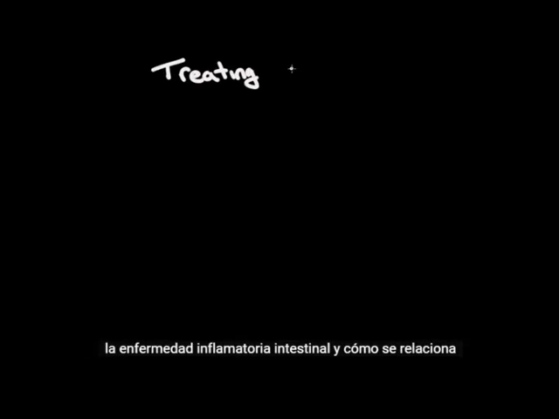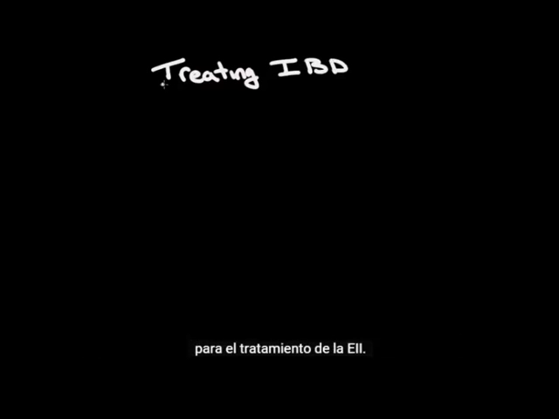Inflammatory bowel disease is a chronic inflammatory disease, as its name suggests, and both types of the disease, both Crohn's disease and ulcerative colitis, usually last throughout one's life after they're diagnosed. And if they're not properly managed, they can result in many serious or potentially even life-threatening complications. So let's briefly talk about the clinical course of inflammatory bowel disease and how it relates to treating IBD.